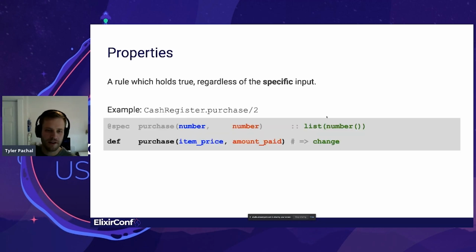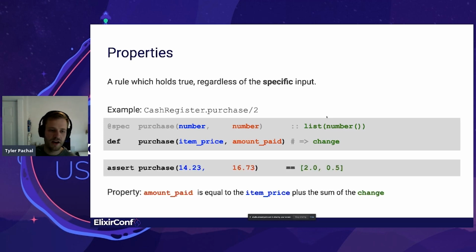I'll put aside my wildcard matching library for a moment, just to look at this example of a cash register. This cash register module has a purchase function, and this is paying in cash. There's going to be an amount paid for some item price, and then we're going to get back some change. Change is going to be a list of dollar bills and so on. So here's an example of that.